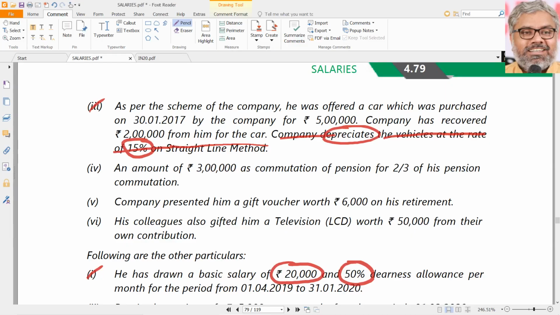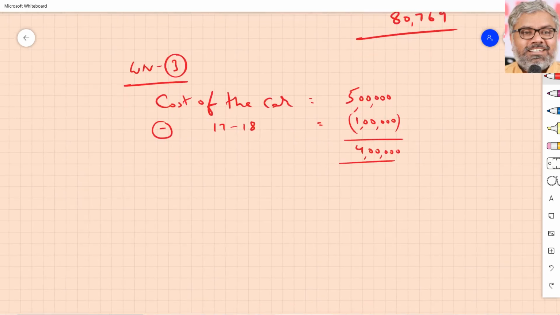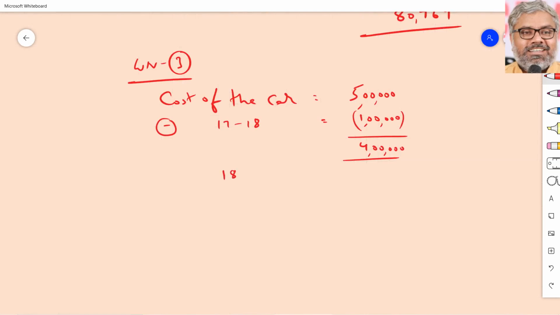So originally the car was purchased on 30th January 2017. So January 2017 it was purchased. 17 to 18, let us say. Depreciation at 20% you can reduce, that is 1 lakh. Then the written down value will be 4 lakhs. Okay. Then 18-19 is also a completed year. So 20% means 80,000. So 3 lakhs 20,000 is remaining.